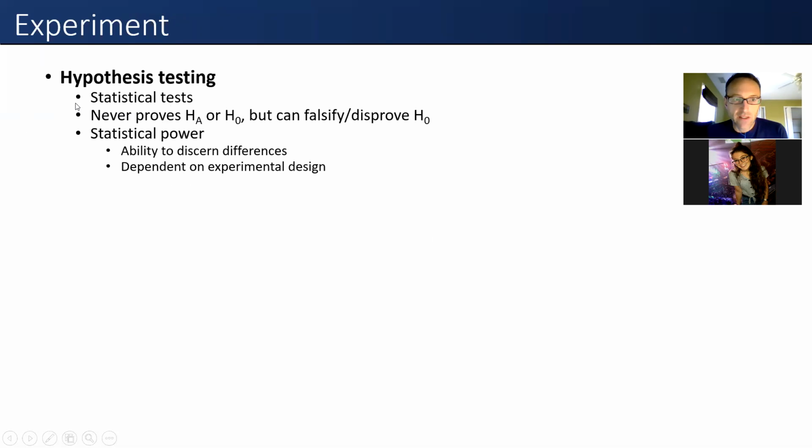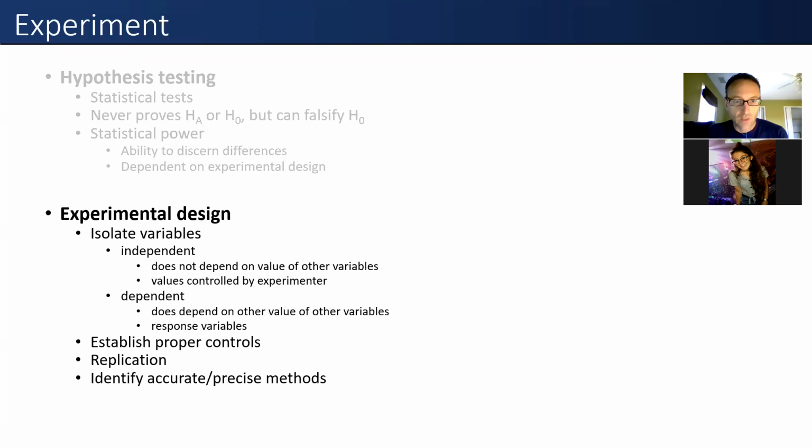When we're testing these hypotheses, we're using specific statistical tests, like I said, and we're not trying to prove our active hypothesis, but we're trying to disprove our null hypothesis. And the power of our statistical tests, the ability for these tests to actually discern differences between treatment groups or between variables, is dependent on how we run our experiments. So there are a couple of things that we need to consider when we're designing experiments that can impact our ability to do useful statistics.